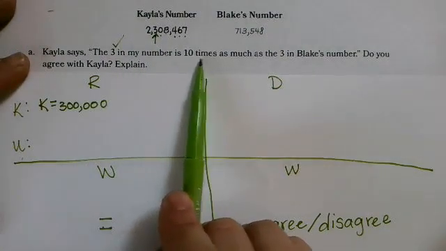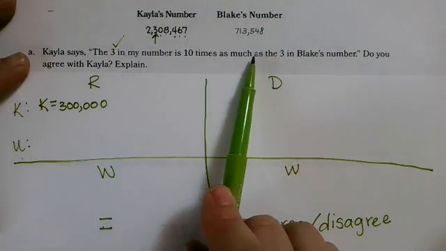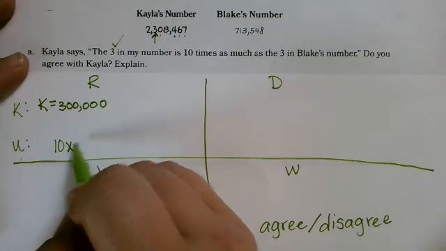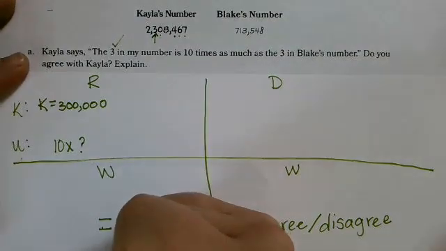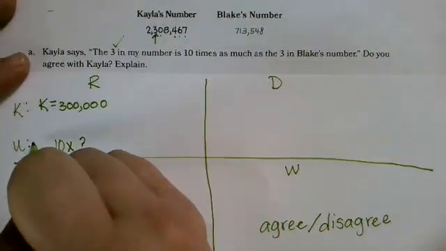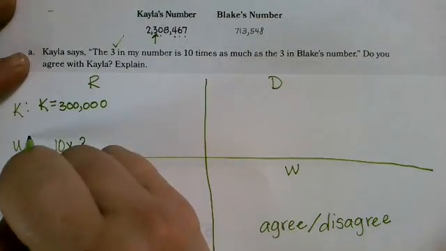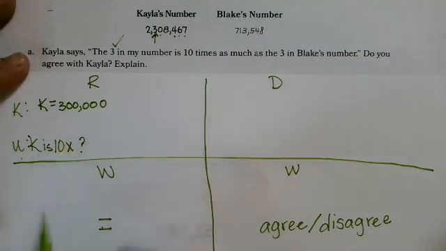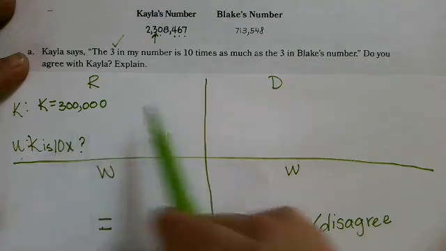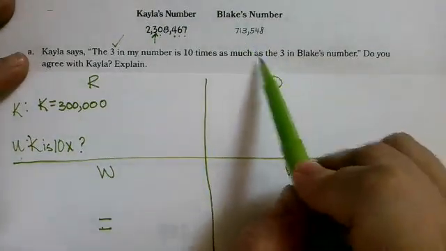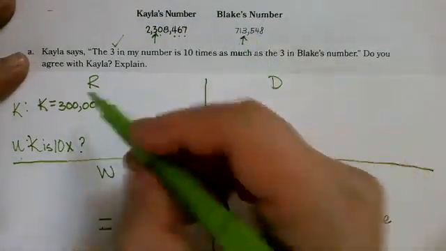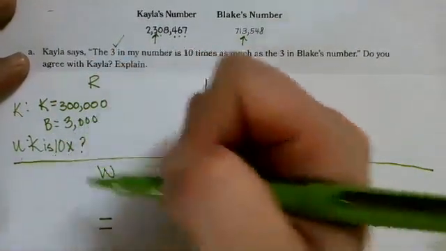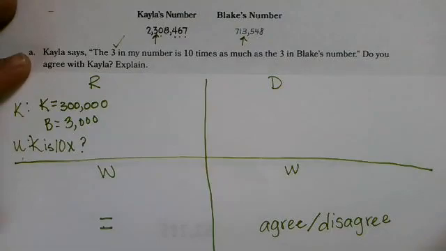Is 10 times as much. Okay, well, is it? We don't know. We're not sure if it's 10 times as much. So what we don't know is if 300,000, Kayla's number, is 10 times as much as Blake's number. And we need to locate the 3 in Blake's number. His number is 3,000. Do you agree with Kayla?